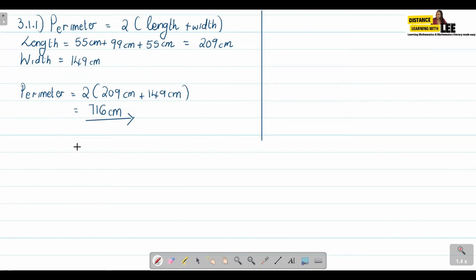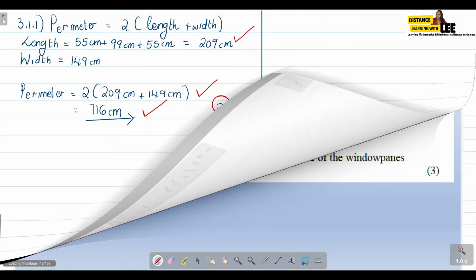Okay, so then we're fine. That would be the perimeter of our rectangular window frame. You'll get a mark for just showing that you understand that you add all the lengths. You'll get another mark for substituting everything successfully into your formula. You'll get a final mark for your final answer. Okay, let us go on to our next question.